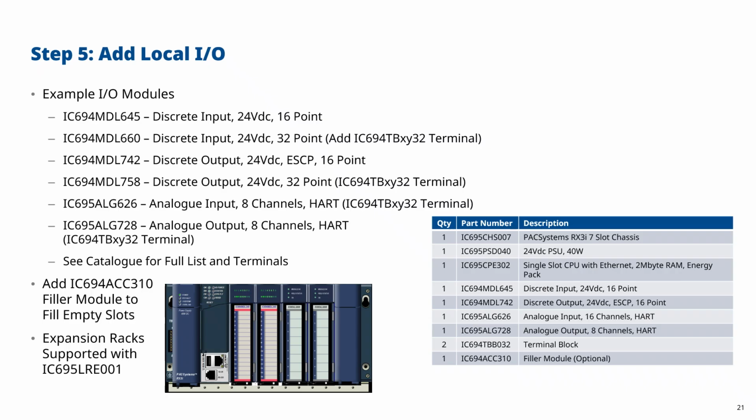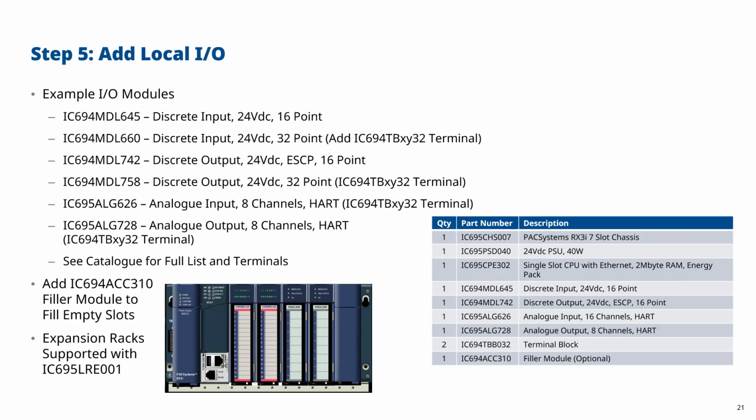For the analogs, again, you've got a choice of different modules. If you were doing HART, then you would use an IC695, so that's using the PCI connector. You'd use an ALG626, that's an 8-channel supporting HART, again requiring a terminal. And on the output side, you'd use an ALG728. So again, that's an analog output, 8 channels, again with HART, and it does require a terminal block.